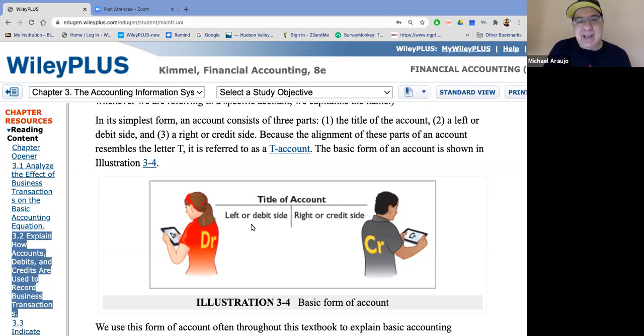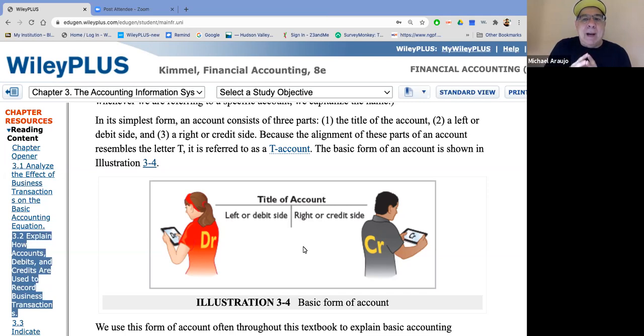All accounts have a left side, so all accounts have a debit side. Okay, because an account has two sides. The right side of the account is called the credit side. That's all that means. Credit is the right side of an account. Debit is the left side of an account. Since all accounts have two sides, all accounts have a debit side and a credit side.